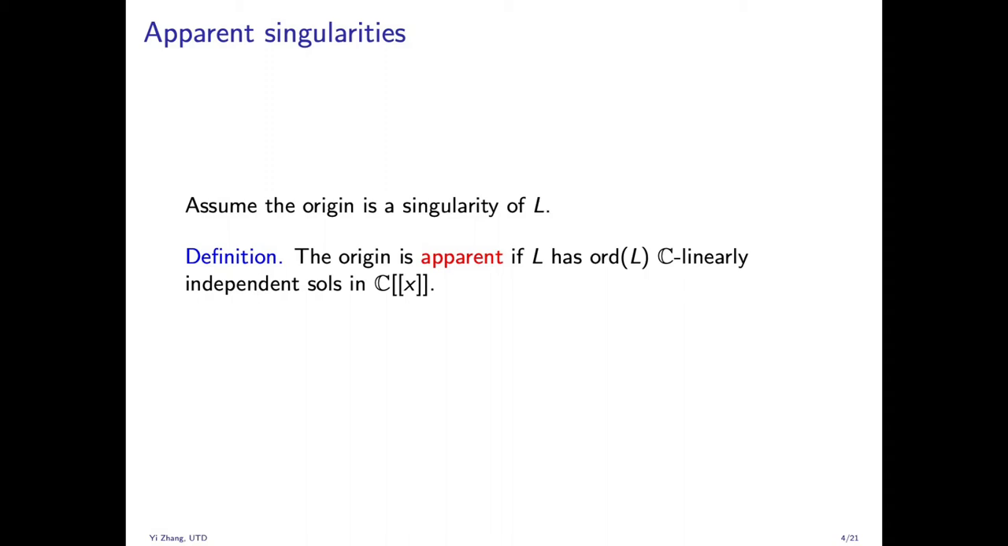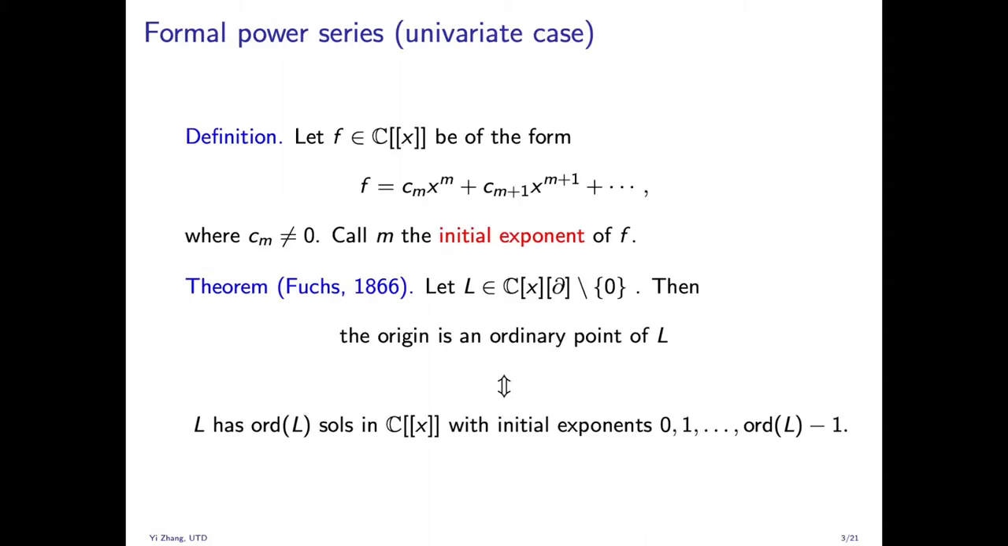Could you go back to the criterion? Yes. What's the difference? If the origin is an ordinary point, it also has order L linearly independent formal power series. But you need to pay attention: the initial exponents are consecutive integers from 0 to order L minus 1. But for apparent singularities, the initial exponents are not so regular, not necessarily.